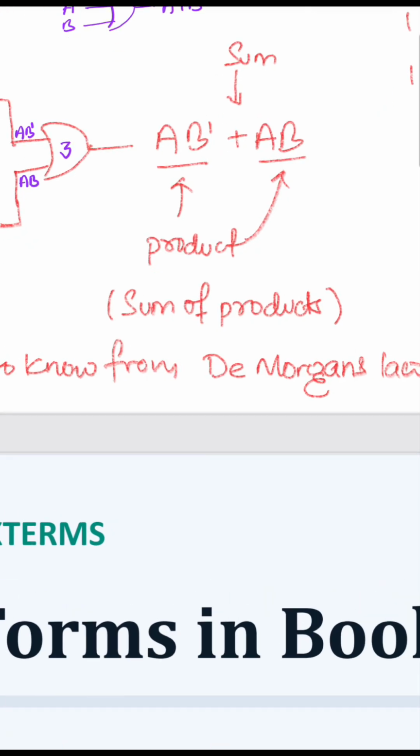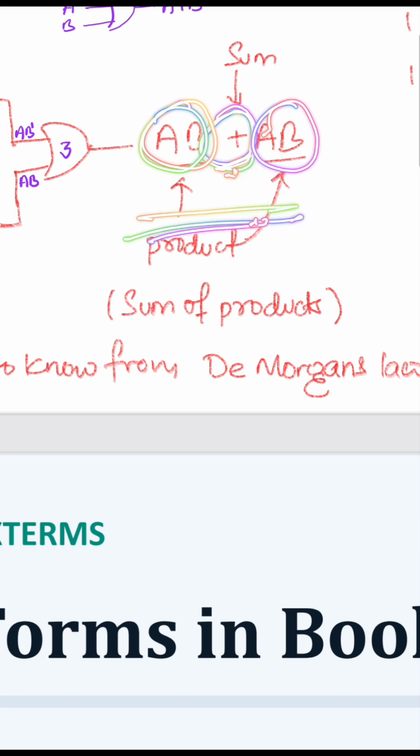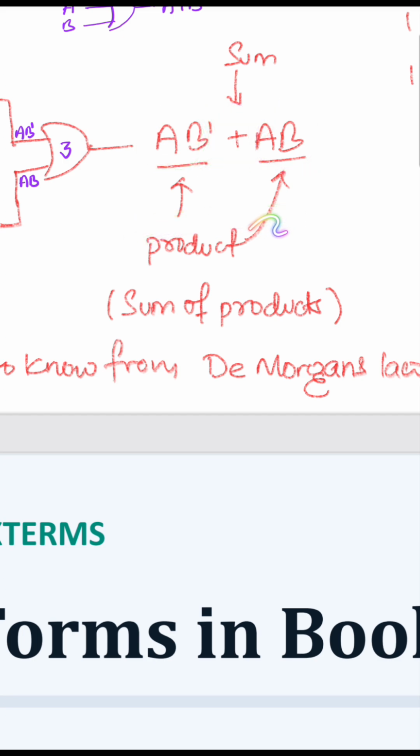And here in the final output, we can clearly see that variables are first ANDed. You can see here is also ANDing happening, and here is also an AND operation happening, and the resulting terms are ORed together. Here is a product, here is a product, and in between there is a sum. This is called sum of product.